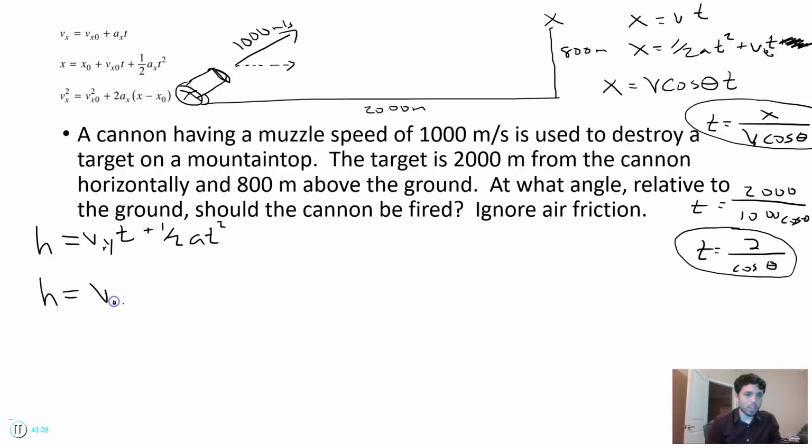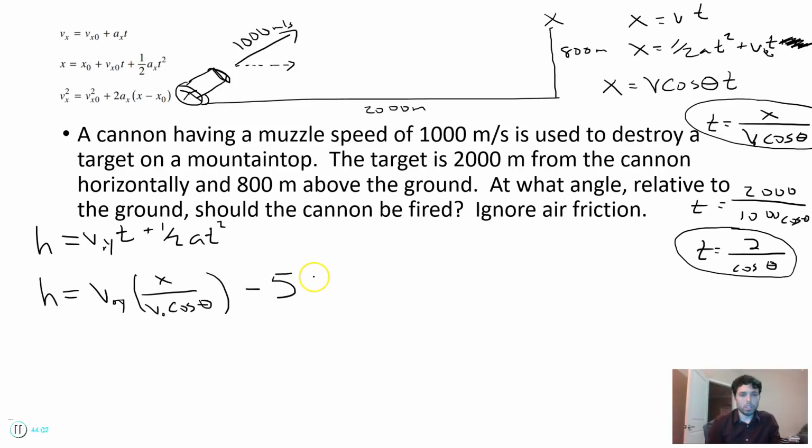Now for this t, I'm going to use this top expression, x over v naught cosine theta. So instead of plugging in a t, I'm going to write x over v naught cosine theta. Then I'm going to do plus 1/2 of a. We know a is -10, right? Half of that's -5. So instead of a plus sign, I'm going to put a -5 because we know it's going to be a minus, right? Because it's negative.